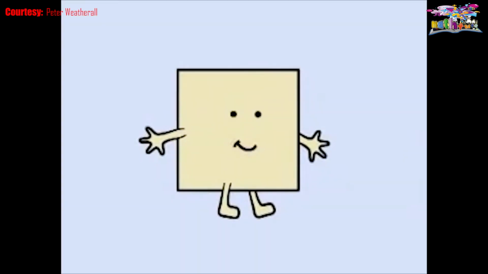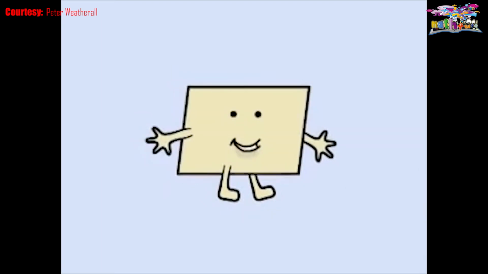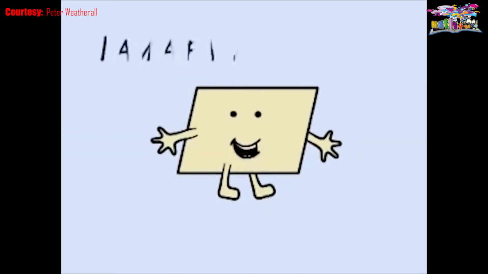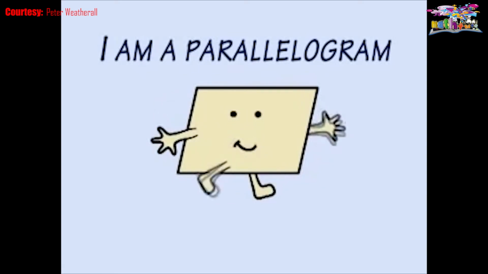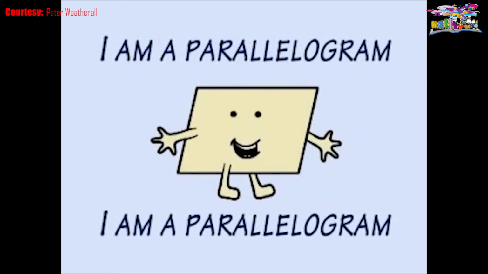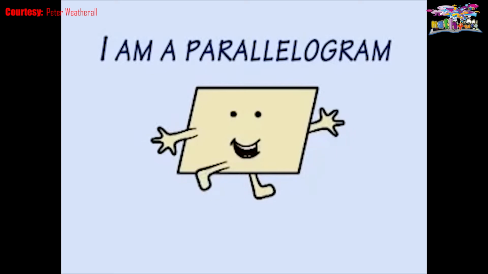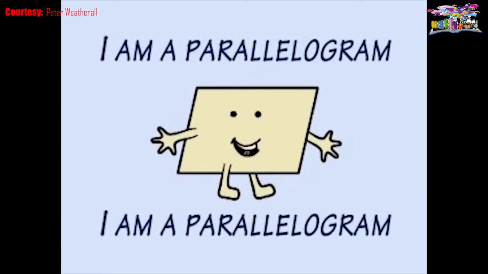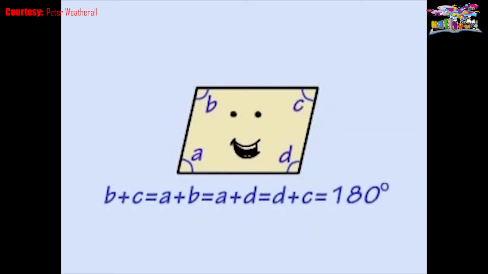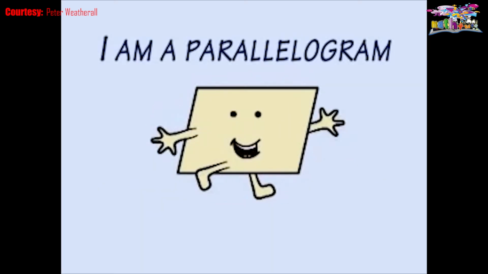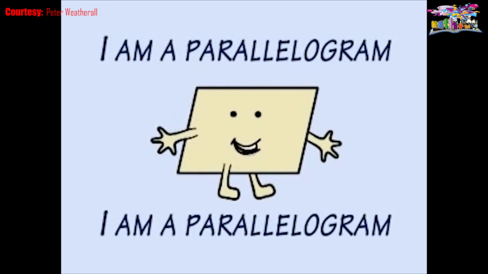I can be a square or a rectangle, or I can lean over at an angle. I am a parallelogram. I am a parallelogram. Opposite sides are parallel, and that is how you can tell I am a parallelogram. I am a parallelogram. Adjacent angles add up to be 180 degrees. I am a parallelogram. I am a parallelogram.